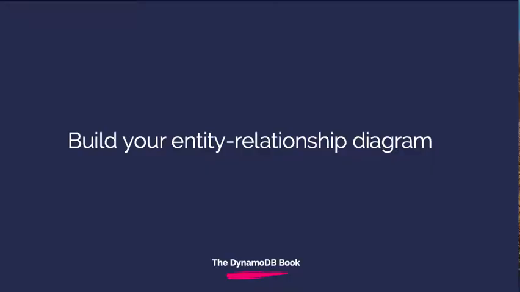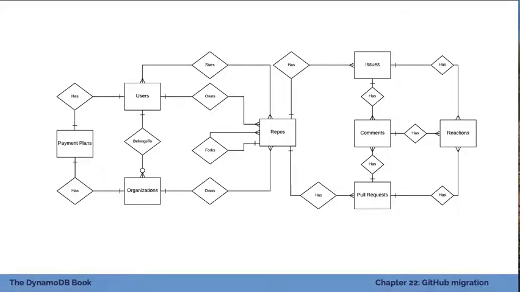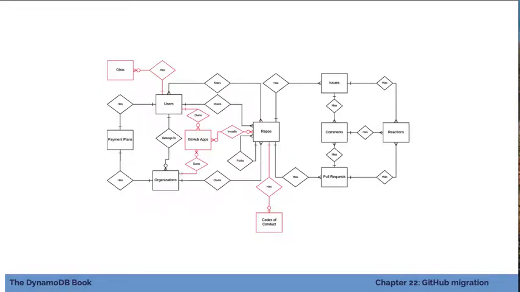All right, next step we want to do is build that ERD, that entity relationship diagram. We've already got a pretty advanced ERD from the last chapter when we built out the bulk of this, but we'll just add on here. A few things added on here, they're all in red. Let's start in the top left-hand corner. You can see that we've got this new gist entity. Users can have multiple gists, so there's a one-to-many relationship between users and gists.